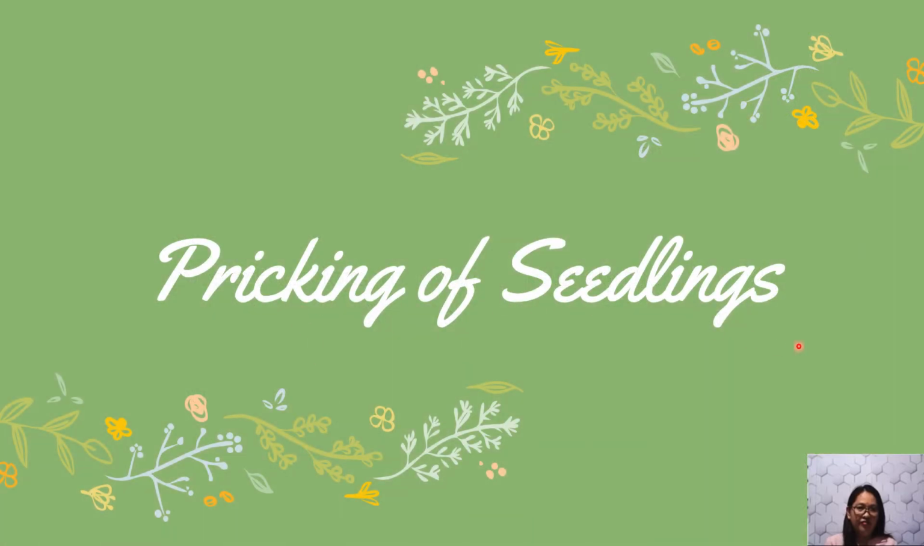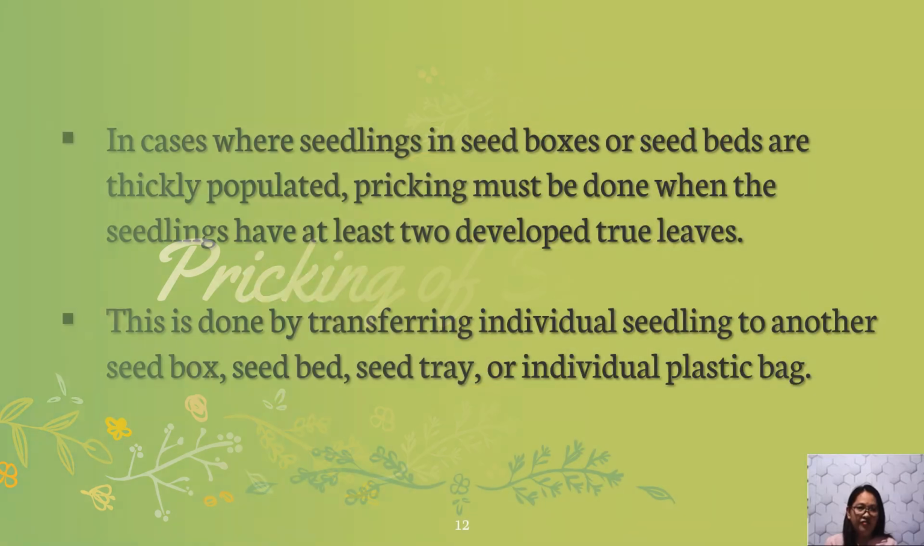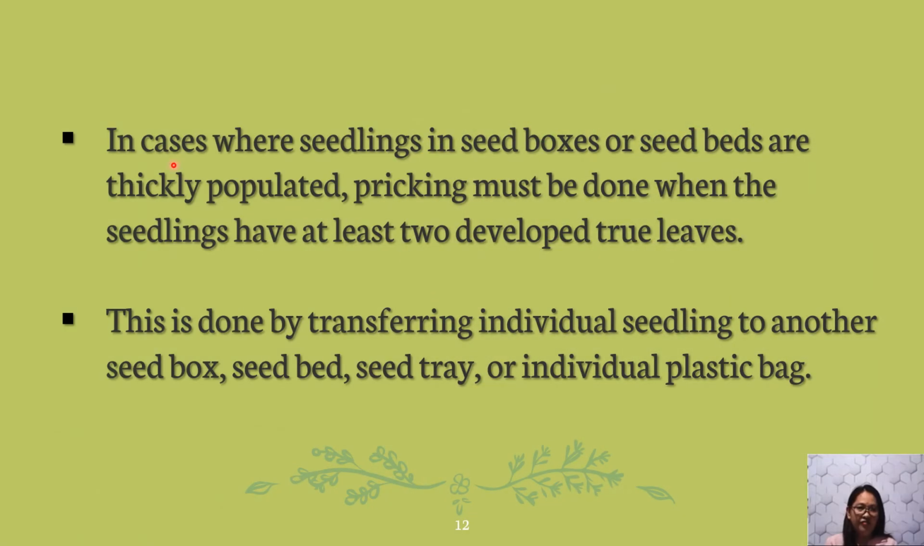Now let's move on to the pricking of seedlings. In cases where seedlings in seed boxes or seed beds are thickly populated, pricking must be done when the seedlings have at least two developed true leaves. This is done by transferring individual seedlings to another seed box, seed bed, seed tray, or individual plastic bag.